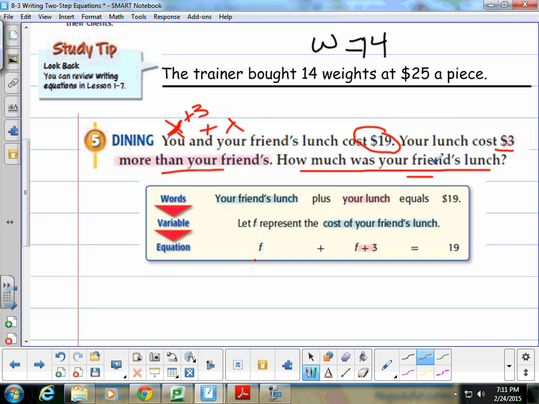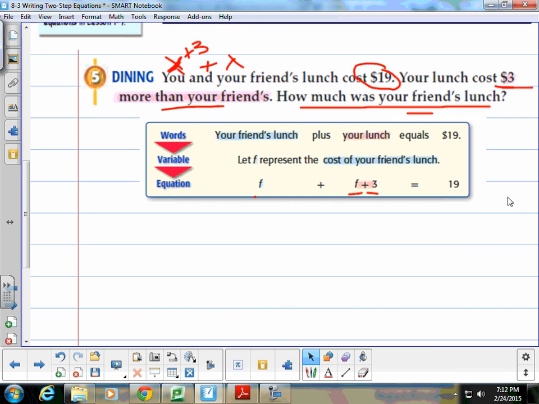We don't know what our lunch alone cost, but we do know it was $3 more. So it's $3 more than the friend. So that friend's variable still counts. So this problem considers a little bit more of combining like terms. So to solve, we're going to write your friend's lunch plus your lunch, which is $3 more than your friend's, added up to a total of 19.